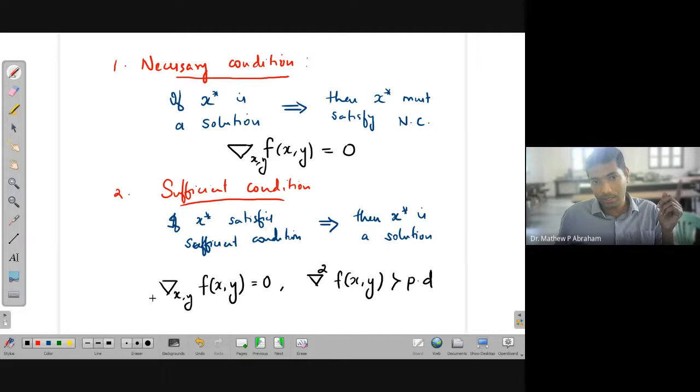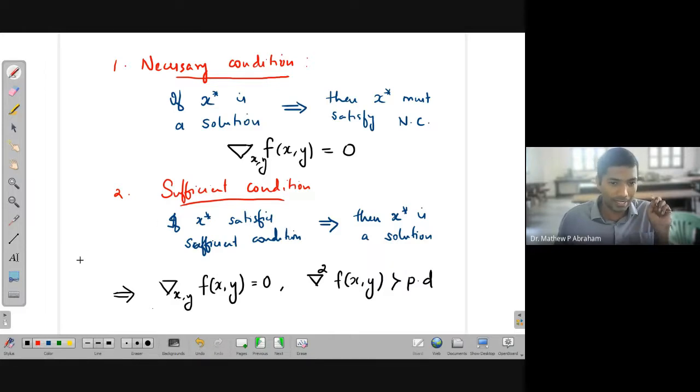So are these conditions necessary? What I am saying is, if these conditions are necessary, it means that if somebody says that (x star, y star) is a solution, then that point must satisfy these conditions. So is that always true? If (x star, y star) is a solution, will it always satisfy this particular condition? This is true in this particular case, but that is not always the case.